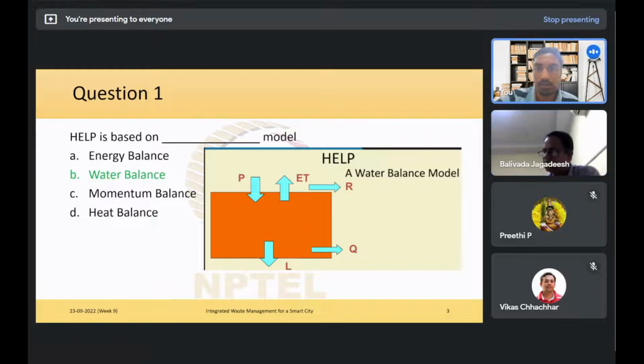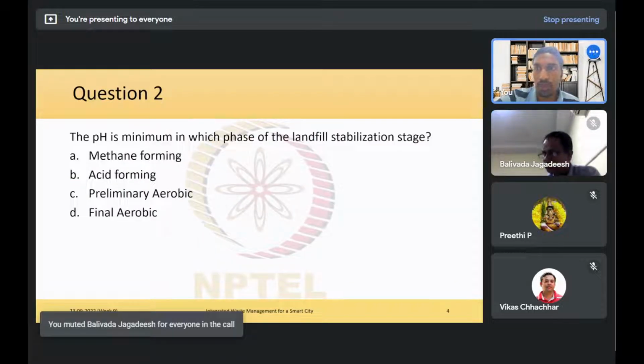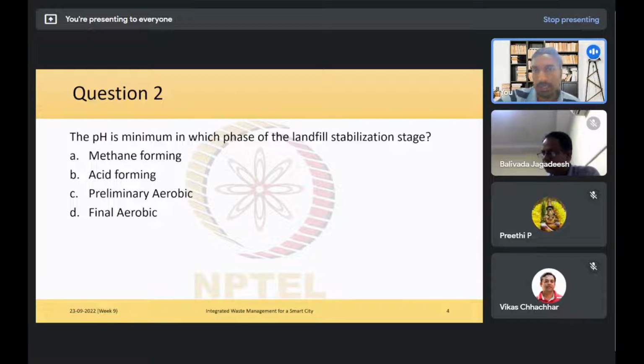All right. So moving on to question number 2. The pH is minimum in which phase of the landfill stabilization stage? The options are methane forming, acid forming, preliminary aerobic, and final aerobic. Right. So we looked at different stages of landfill stabilization. So they are given here, but not in the right order. So if you put them in order, what happens is we start with the preliminary aerobic phase. As the name says, preliminary, it happens at the start.